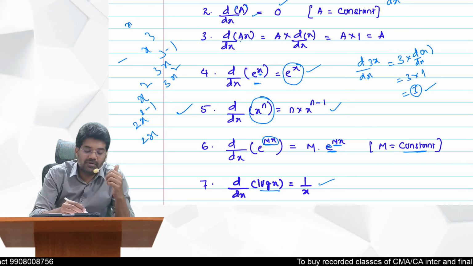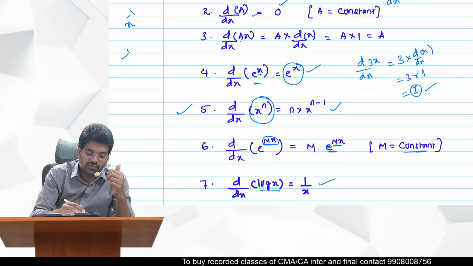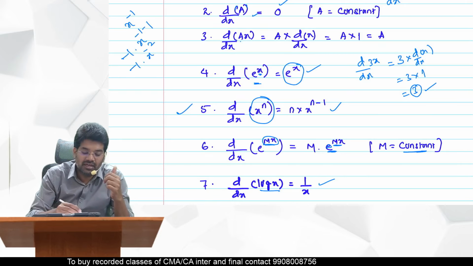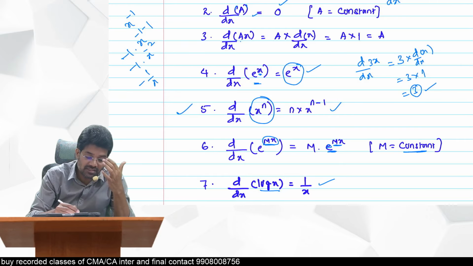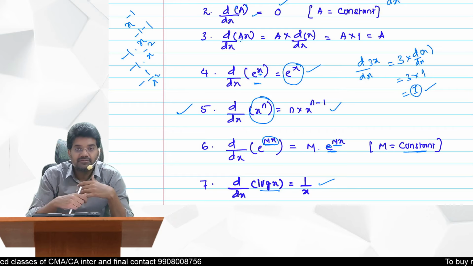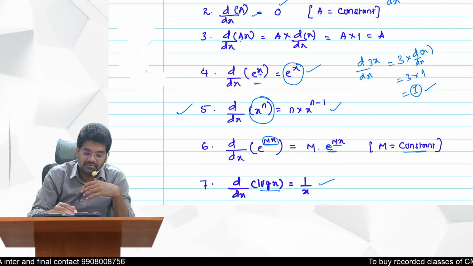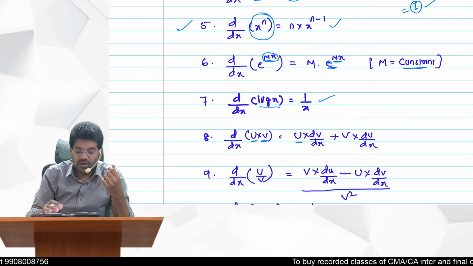If it is x power minus 1, tell me what you will do. Minus 1 into x power minus 1 minus 1, so minus 1 into x power minus 2. How can I write this? Minus 1 by x square. Yes. The derivative of log x is 1 by x.